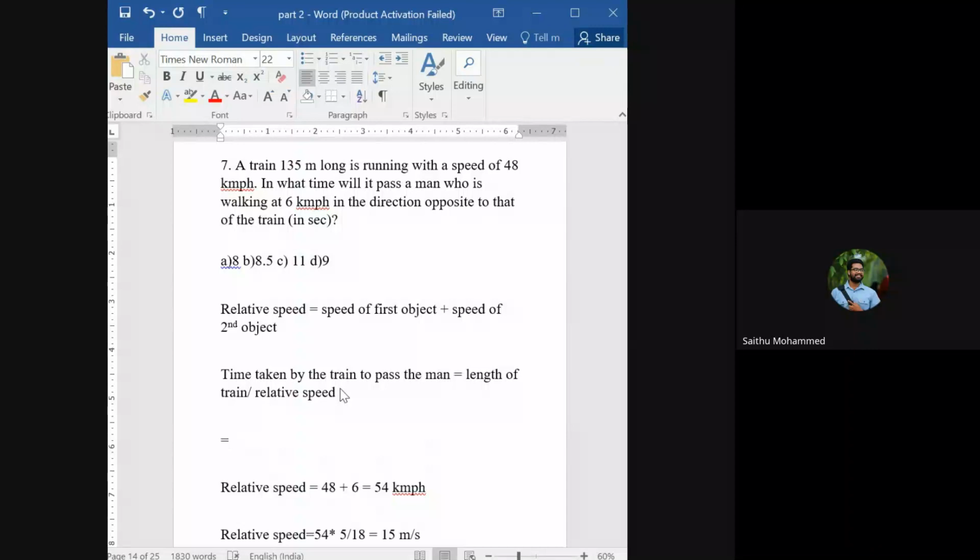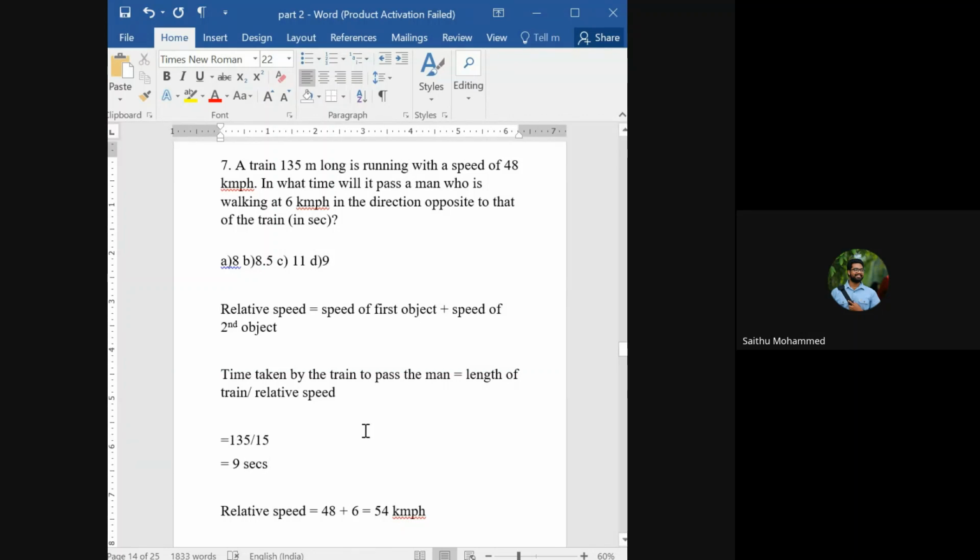Time taken by the train to pass is the length of the train, which is 135 meter, divided by the relative speed, which is 15 meter per second, which is equal to 135 by 15, which is 9 seconds, right? Because the speed and everything is given in meter per second, if we are getting time, that will automatically be in seconds, 9 seconds. So the answer is nothing but option D, 9. Okay, option D, 9 is the answer.